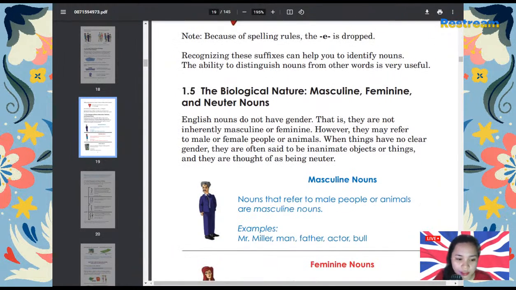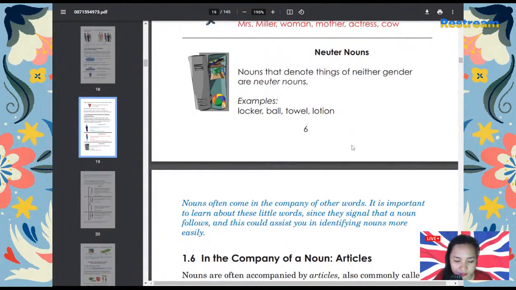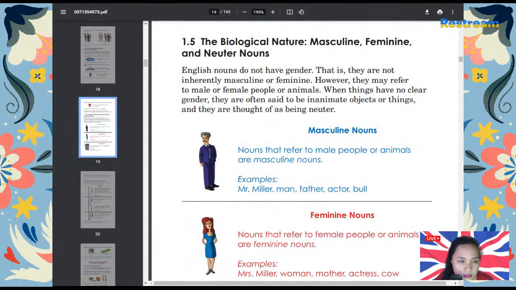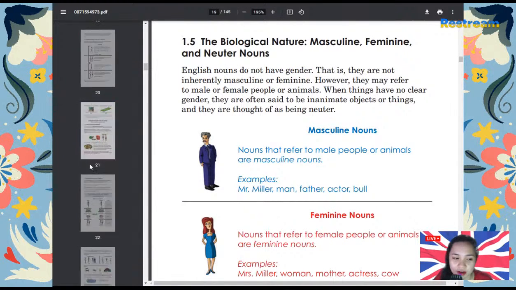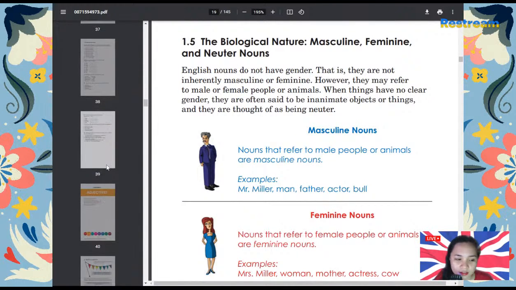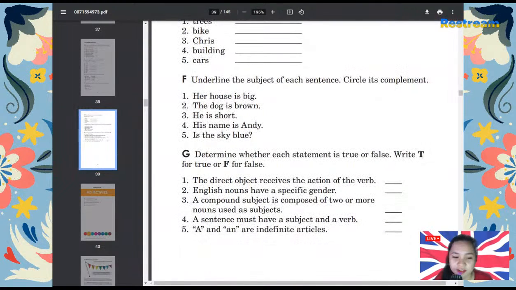Okay, it actually says here, nouns often come in the company of other words, so it is important to learn. Okay, so it's not this one. Wait, where is it? Okay, yes, Dhruv is correct. So it's in the first part pala. Yes, English nouns do not have a specific gender. So very good. Okay? You're good at this, Dhruv.